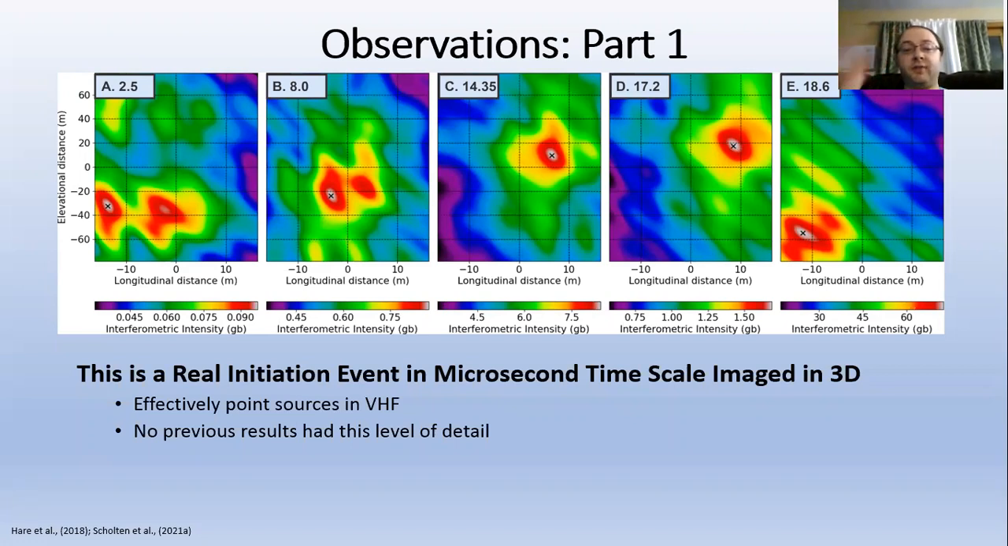So here's a real image of an initiation event. Note that the images are in fact 2D slices of a 3D cube. It's essential to locate these events as precisely as possible in space and time in order to understand what's going on in these first few moments of the initiation process. No previous results have been able to do this with this level of detail. Typically, they were 2D images with lower resolution and fewer antennas.